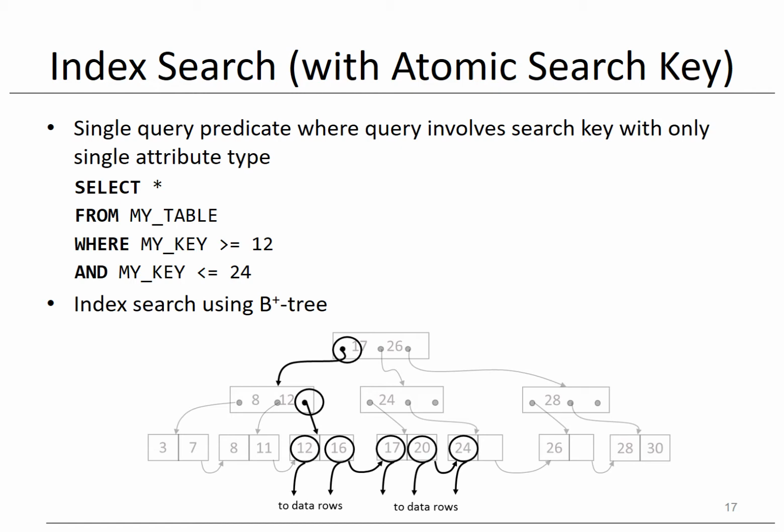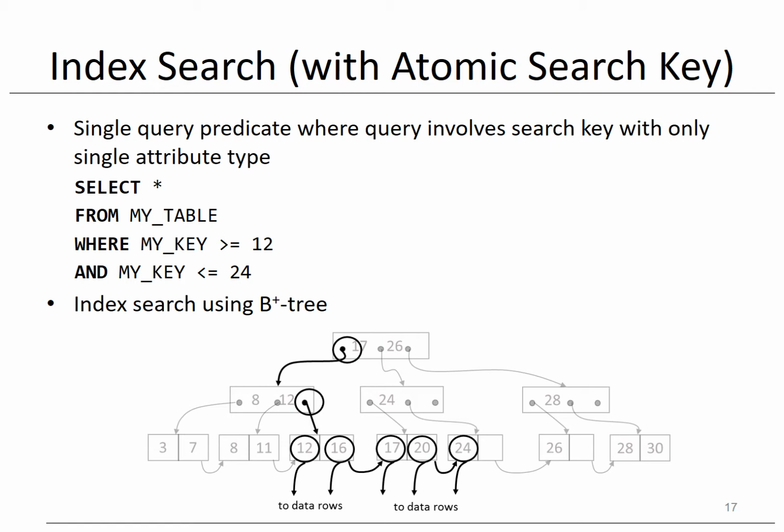Let's assume a B+ tree index is available as shown below. We assume the following range query. Select star from my table where my key is bigger than or equal to 12 and my key is less than or equal to 24. The index allows filtering which data rows should be retrieved, hence avoiding unnecessary retrievals and therefore greatly improving performance of query execution. The following steps are taken as illustrated in the figure.